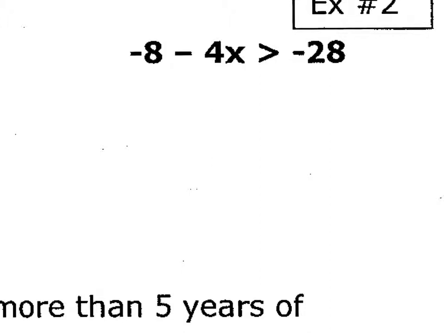This time, we have to undo the subtraction with addition on both sides. So let's add 8. Those 8's cancel out, they go away. Now let's bring down everything we have left. We have a -4x. We have a greater than sign, and we know -28 plus 8 gives us -20. Okay, let's finish this guy off.